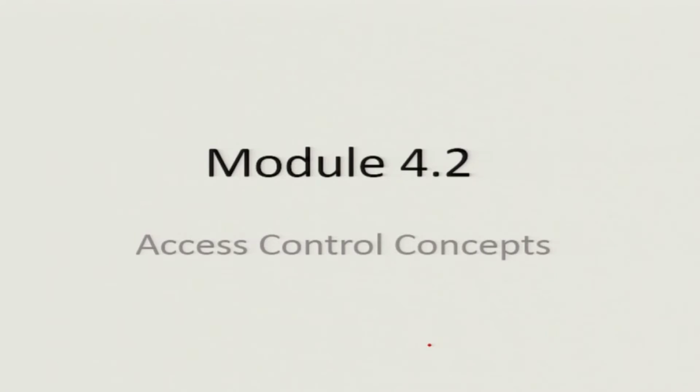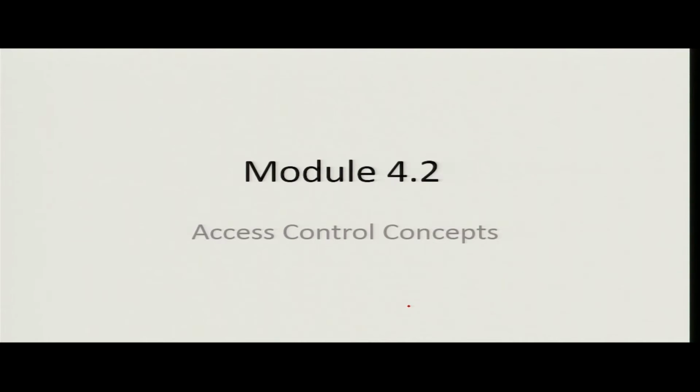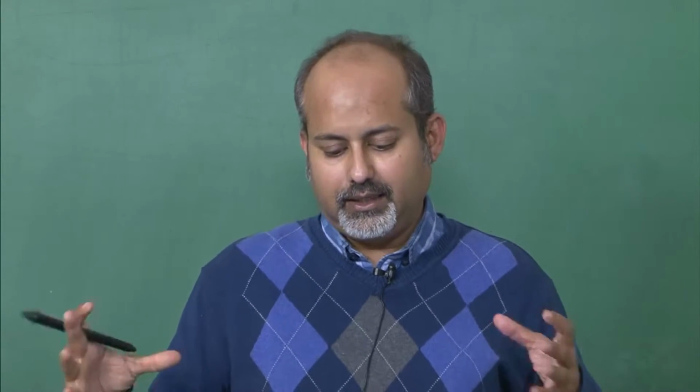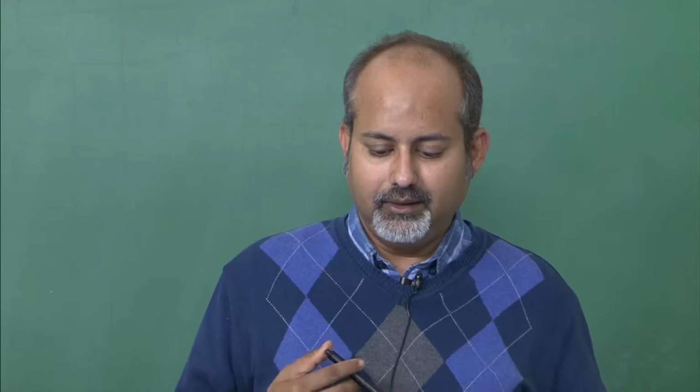Welcome to module 4.2, and here we are going to revisit some of the access control concepts to re-emphasize certain things and go a little deeper into the access control issues. So, what happens in access control? Access control is like a gatekeeper checking your ID and checking the validity of your ID before it lets you through, right. So, that is what access control is all about.